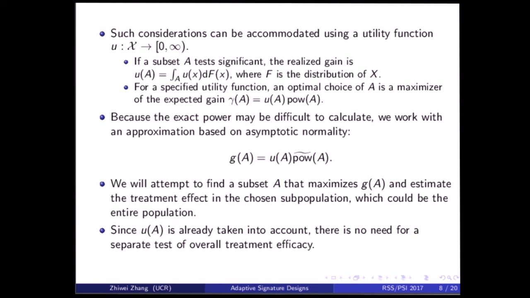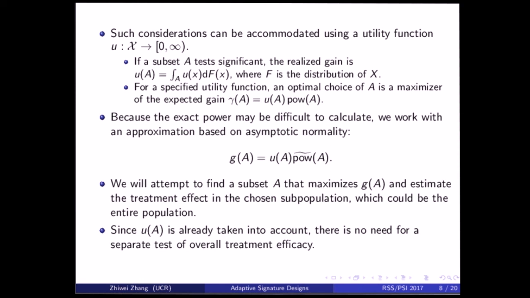In reality, the exact power may be difficult to calculate, and we work with an approximation based on asymptotic normality. For example, if the outcome is binary, then the exact power is a binomial tail probability, and the approximate power is a normal tail probability, which is easier to calculate. So our goal here is to find a subset A that maximizes G of A and estimate the treatment effect for the chosen subset.